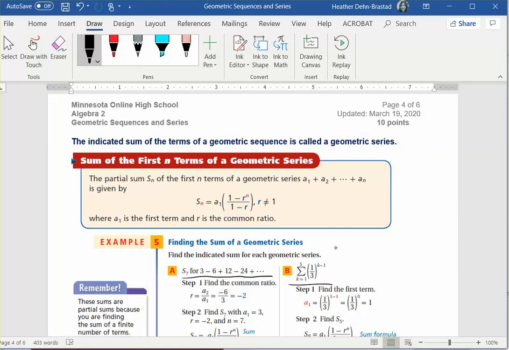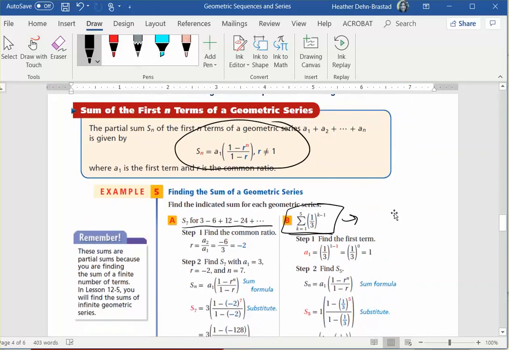Another way of writing a series is with the summation form, which we've looked at before as well. The way you would read part B is that this is the sum of the first to the fifth terms of this sequence, 1/3 to the k minus 1. Then we'll replace k with 1, 2, 3, 4, and 5 in order to find the sum. So you could do this by hand. You could write out all of the terms and then add them together. But we also have this formula that we can use so that we don't have to, especially if there's lots of terms that we would have to add.